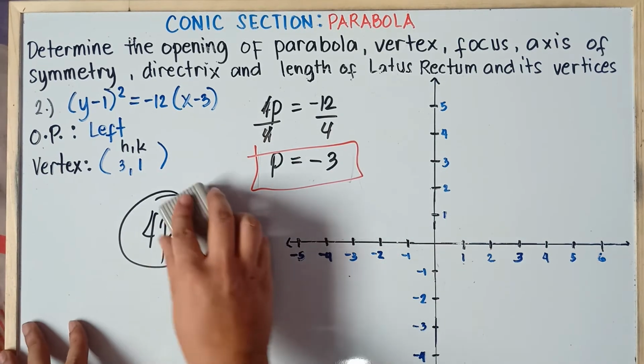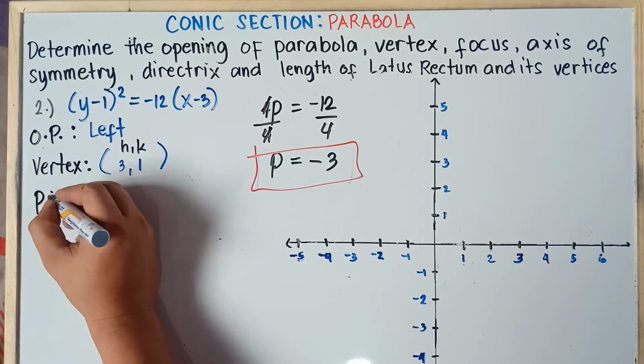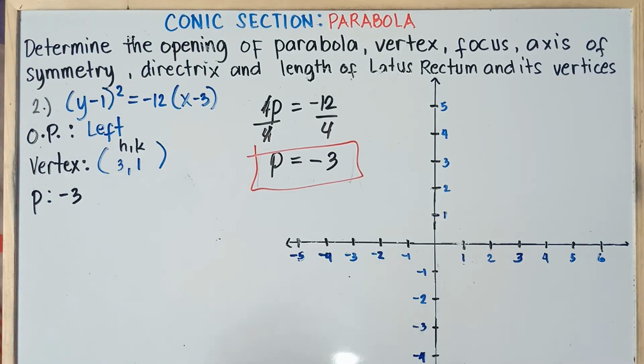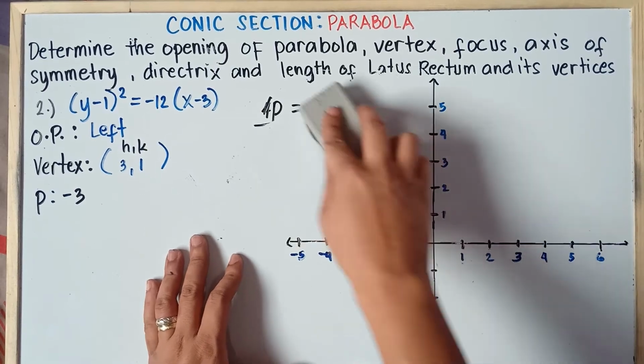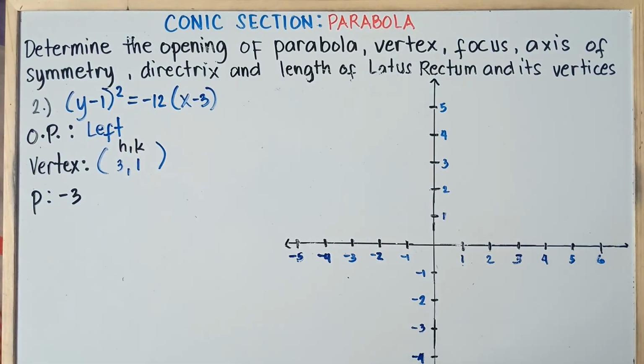Alright, so let me just erase this one. So our p, let me just write it here. p is negative 3. Now, once you get the value of p and you have your vertex, we can now graph this one, class. Alright, so starting from the vertex, let's graph this one.